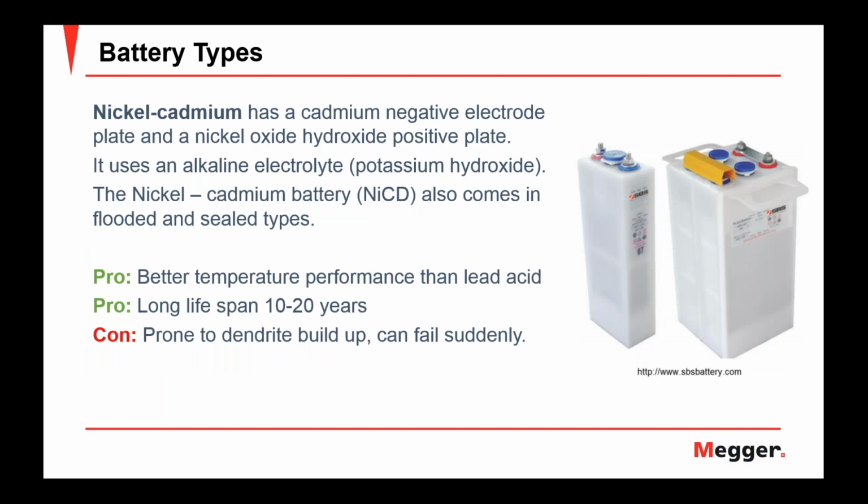NiCad batteries, nickel cadmium. These are a little bit different. Instead of in lead-acid batteries, you have an acidic electrolyte. In these type of batteries, NiCads, you have an alkaline electrolyte, a potassium hydroxide. This actually changes the discharge profile of these batteries.